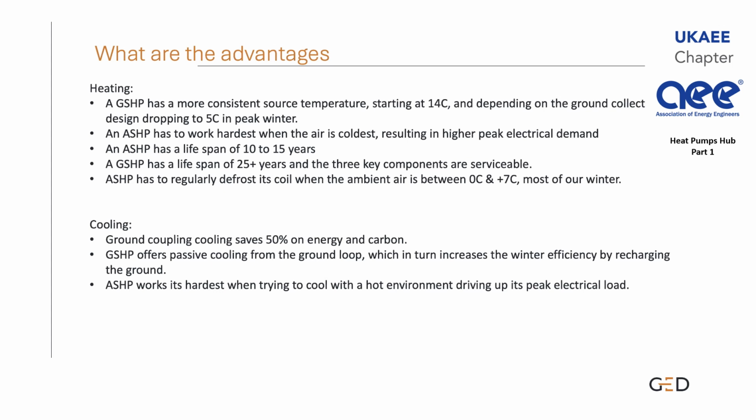So the opportunities for cooling with ground coupling is it saves 50% of the energy and carbon. Ground source offers passive cooling from the ground loop. So depending on your process, if in winter you've taken your ground loop down to 5 degrees centigrade, and the design of your cooling system in spring when things start to warm up a bit can take 10 or 12 degrees centigrade, for the cost of running a circulation pump, you can circulate that fluid within the cool emitters for very little energy cost.